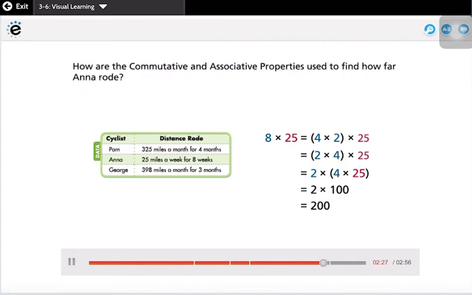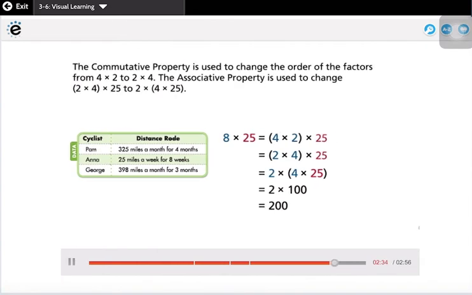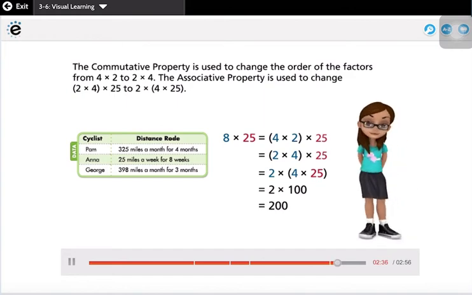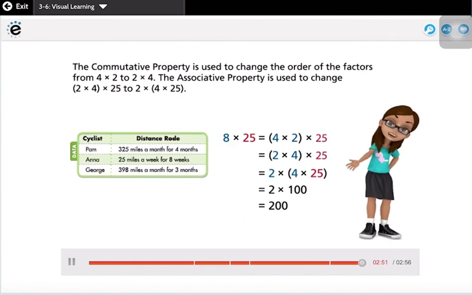How are the commutative and associative properties used to find how far Anna rode? The commutative property is used to change the order of the factors from 4 times 2 to 2 times 4. The associative property is used to change 2 times 4 times 25 to 2 times 4 times 25. Now you know how to multiply mentally.